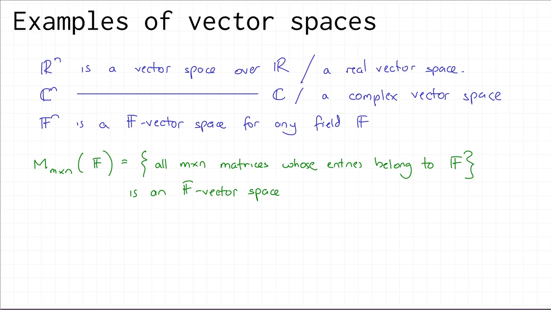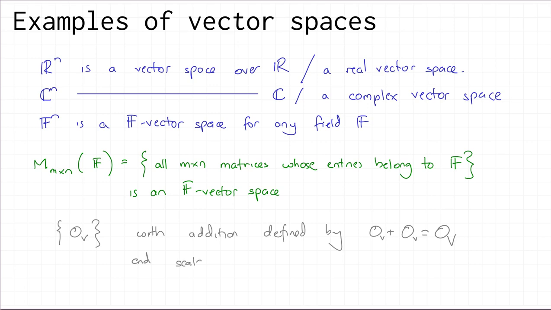And let's look at one final slightly silly example, which is you could take just the set containing something we'll call 0_V with addition defined by 0_V plus 0_V is equal to 0_V, and scalar multiplication, well, for any lambda, lambda times 0_V is equal to 0_V. That is a real vector space. Or, if you like, it's a complex vector space, if you just make the same definition for complex numbers, or a vector space over any field you like. So this is called the zero vector space.